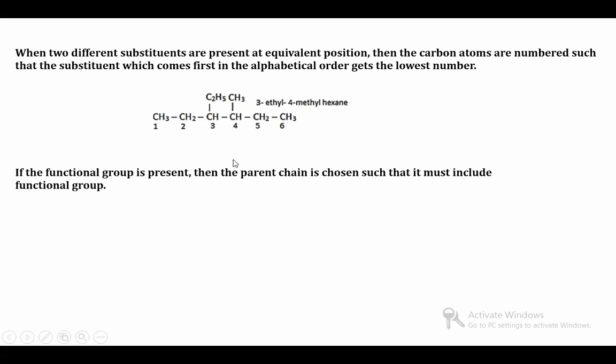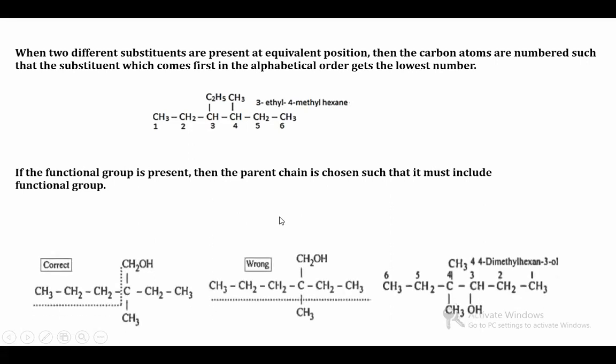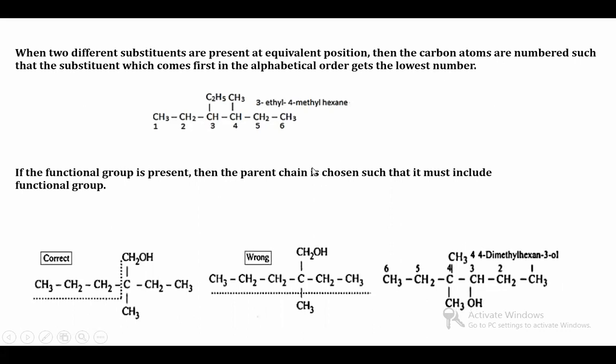Next, these are the alkyl groups. Now if a functional group is present, then the parent chain is chosen such that it must include the functional group. In the long chain, we need to consider the functional group. If we consider the first image, CH3, CH2, CH3, CH2, CH2, 1, 2, 3, 4, 5, this is the maximum, so this one will be considered. If we consider only the long chain with no functional group, even though it has more carbons, that is wrong.